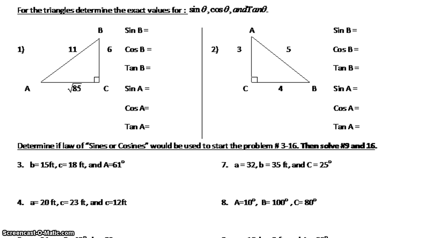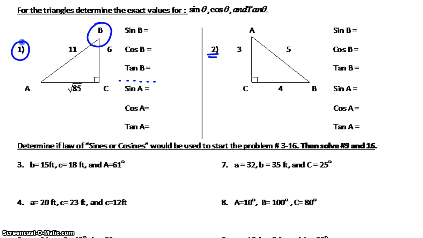For the triangles, determine the exact value for sine, cosine, and tangent. So I will do number 1 with you, and I will expect that you have 2 ready for class tomorrow. If we take a look at this, sine B, cosine B, and tangent B. So we have to make sure we're at the right angle, and in this case, not the right angle, but the angle that they're asking for.